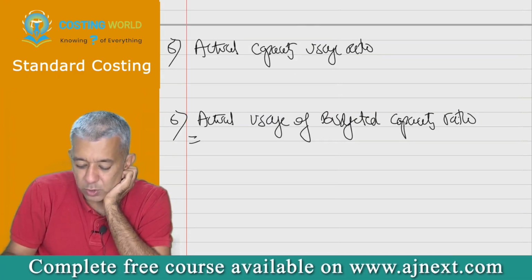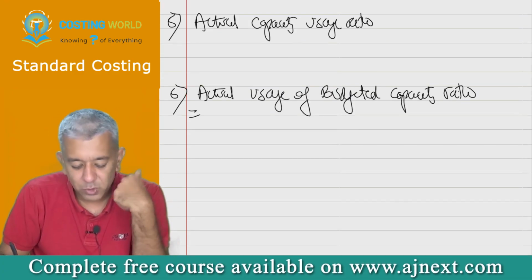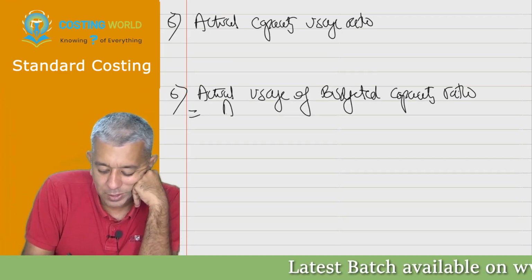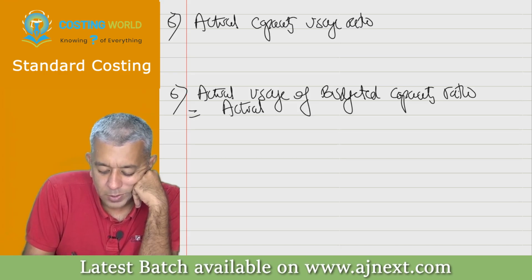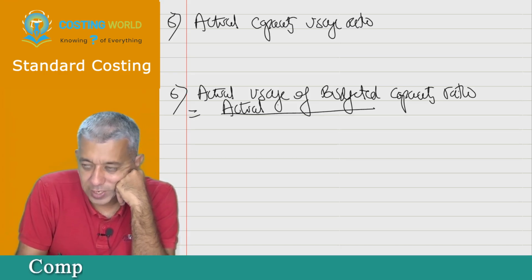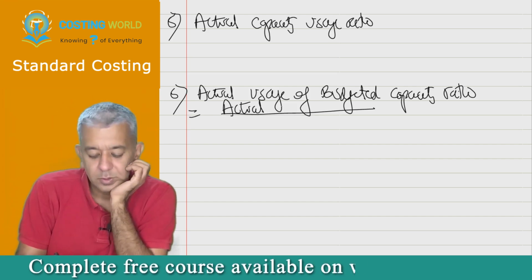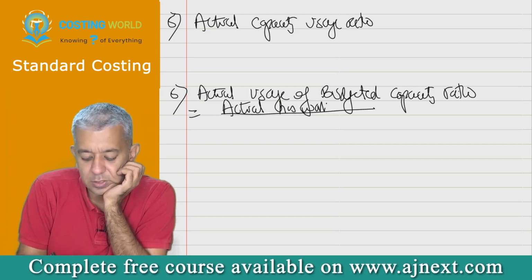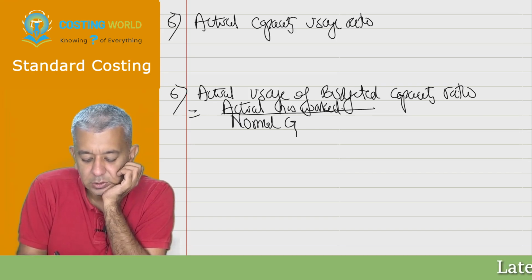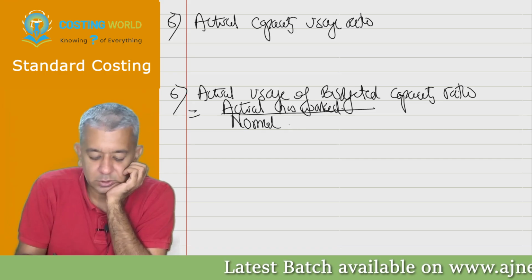Actual usage, although you can get this from the name also. Actual usage of budgeted capacity ratio. Can we say this will be nothing but, you check your formula, please. Question number 23, please check fast. Actual hours worked divided by normal capacity into 100.